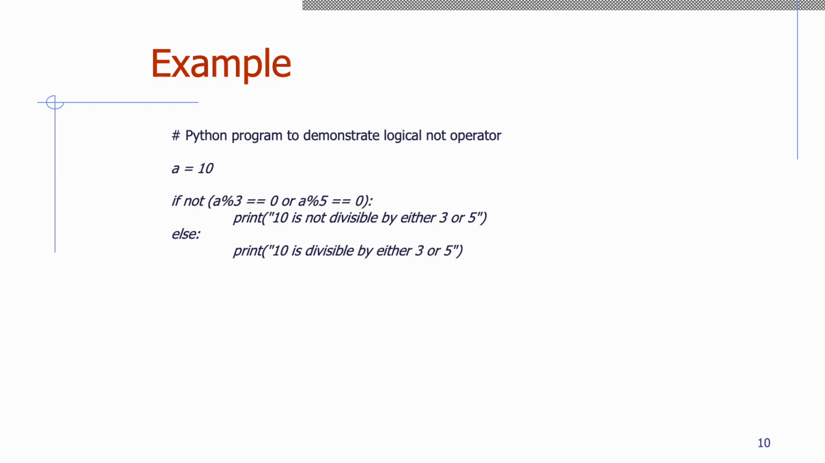Here is an example for the NOT operator. We have A as 10, and the condition: if not A modulo 3 is equal to 0 or A modulo 5 is equal to 0. If one of these conditions inside the parentheses is met, the flow is going to go to the body of the else statement. So here the output of this program is going to be "10 is divisible by either 3 or 5", which is correct.